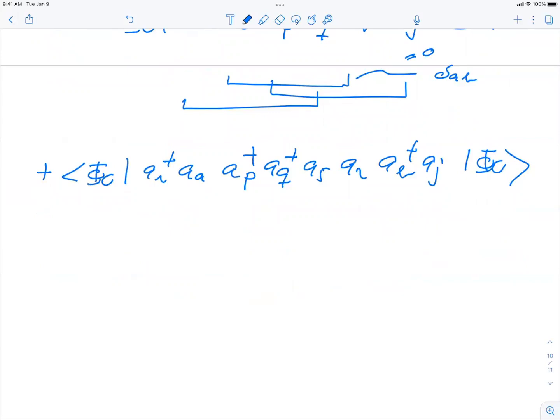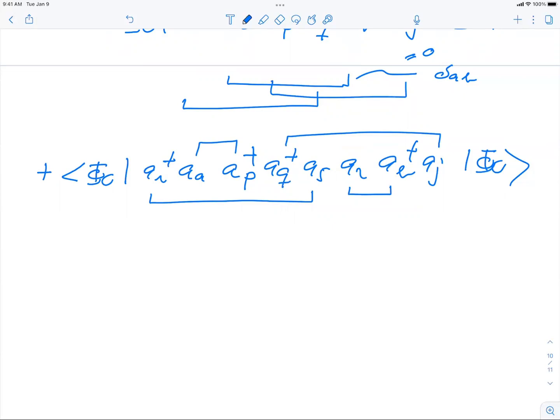One contraction, which is pretty obvious, is this one with that one. That's something we could contract. Then we could also contract a_i with a_s here. We could contract a_a with this one. And finally, we could contract this one with that one. These are operations which are non-zero.